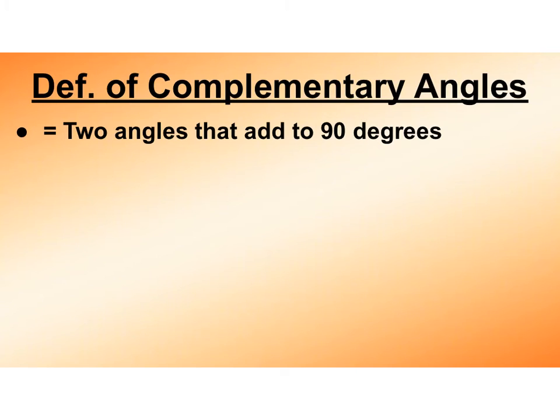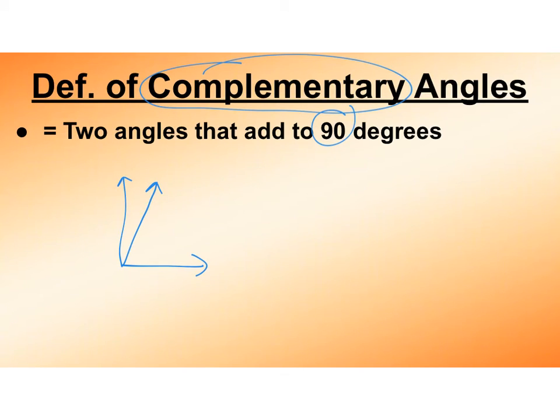Definition of complementary angles. You knew that coming in. Complementary goes with 90. So it means 2 angles that add to 90 degrees. Our picture might look something like that. If I know it's 90 degrees, then I can put the right angle box in.